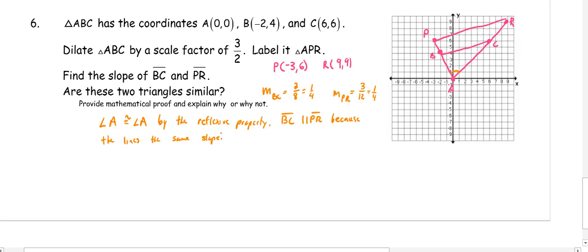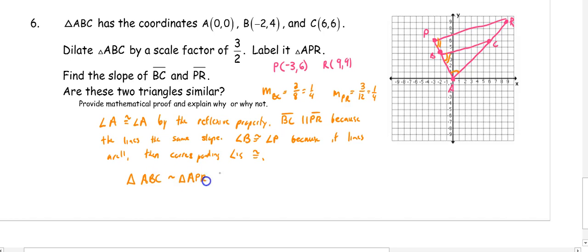Then because those lines are parallel, we can say that B is congruent to P. We could also have done the other two angles. So we say B is congruent to angle P because if lines are parallel, then corresponding angles are congruent. Now that we have two sets of angles that are congruent, we can say the triangles are similar. So triangle ABC is similar to APR by angle-angle similarity.